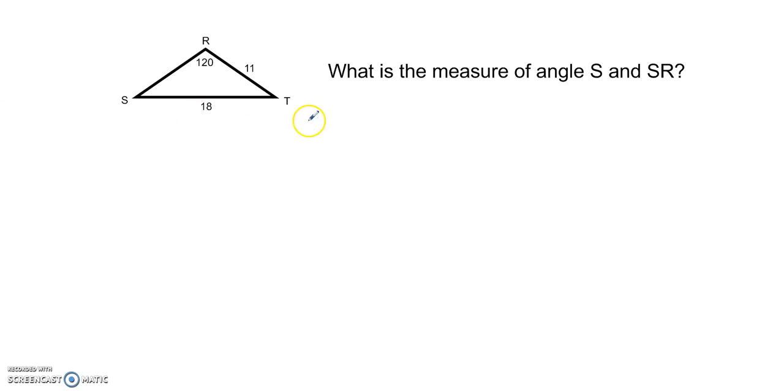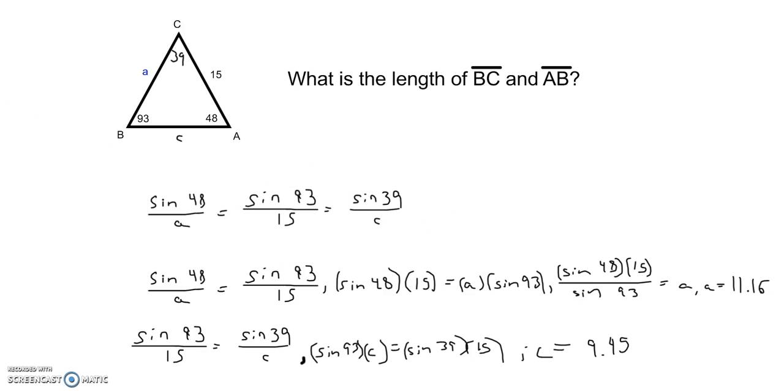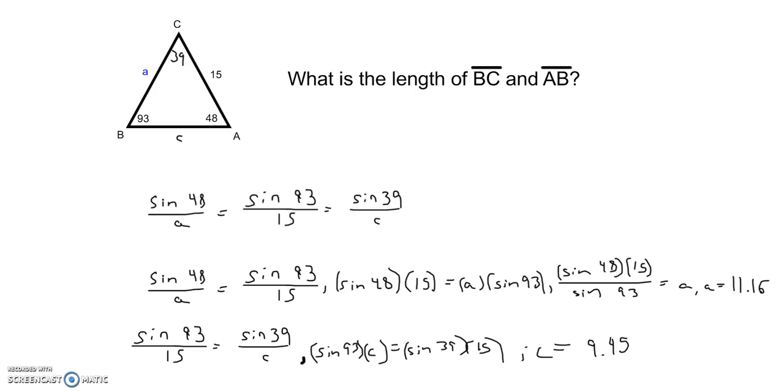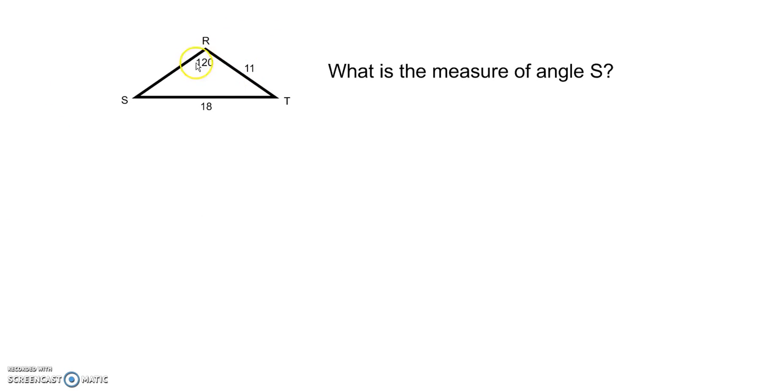All right, now we're going to go over a second example. What is the measure of angle S? So again, we see here that this is not a right triangle, so we will be using the law of sines. Like we did in this example here, and like we learned at the beginning, we're going to first just create our three proportions, right? So let's start with S.